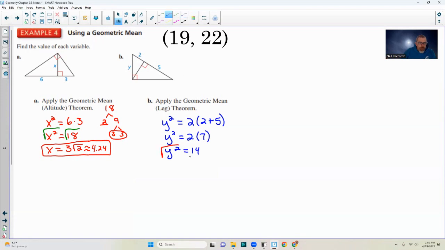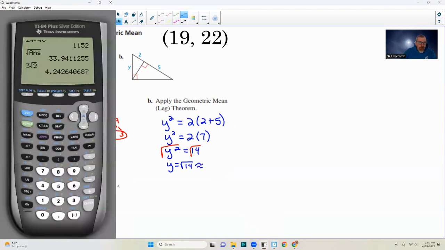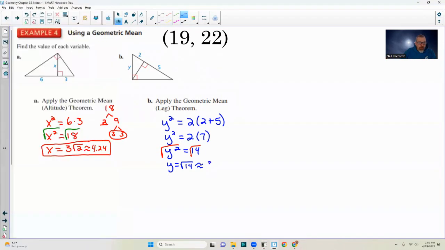To finish this off, I need to take the square root of both sides. So y equals, and 14 is 7 times 2. And 7 times 2, they're both prime, so I can't simplify them. Square root of 14 is the best I can do, unless I approximate by putting it in this calculator. Square root 14 is approximately 3.74. Okay, so the value of y is the square root of 14 or 3.74.